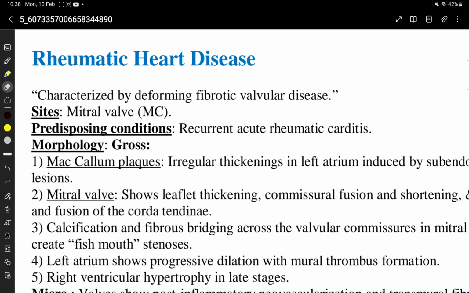Predisposing condition for rheumatic heart disease: recurrent acute rheumatic carditis.